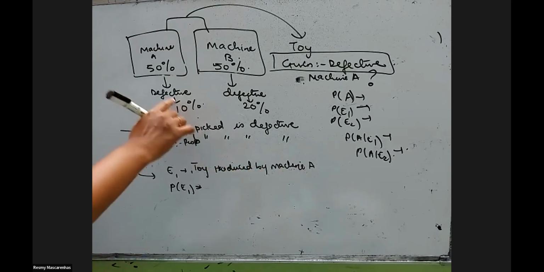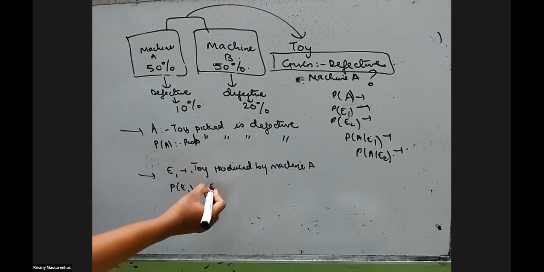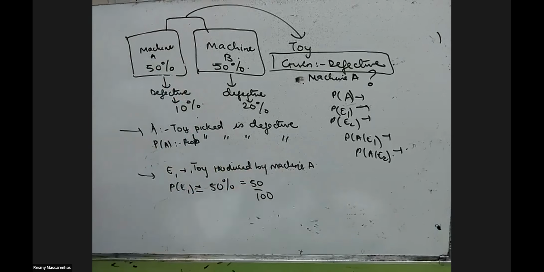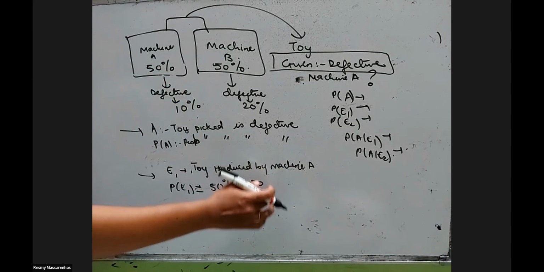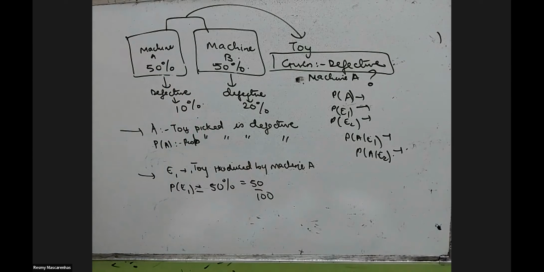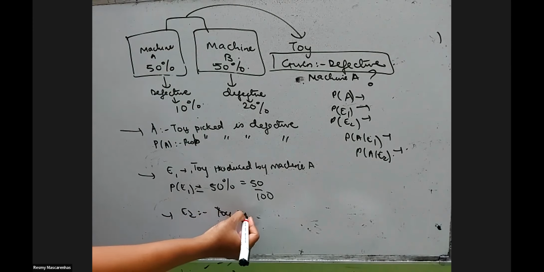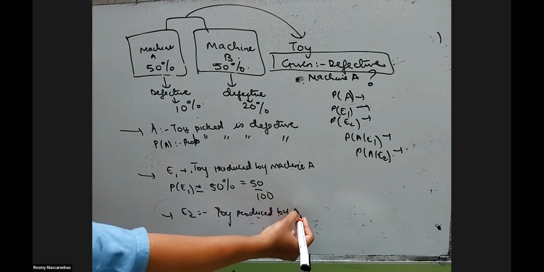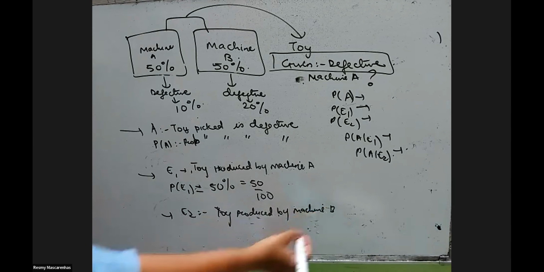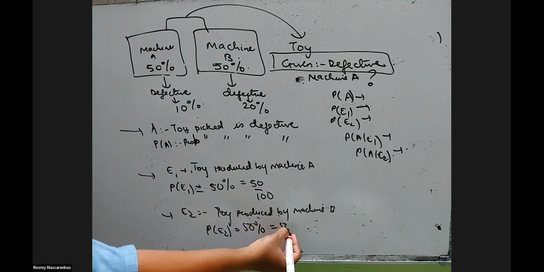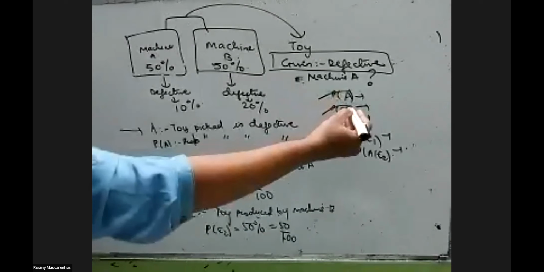Sometimes they give the probability in terms of percentage. You can write 50%, which is nothing but 50 upon 100. Don't cancel, I'll tell you why. Don't simplify this and write it as 1 by 2. No need, just keep it as 50 upon 100. So that is your machine A. Same way, E2 is the toy produced by machine B. So P of E2 will again be 50%, 50 upon 100. This is done, this is done, this is done.